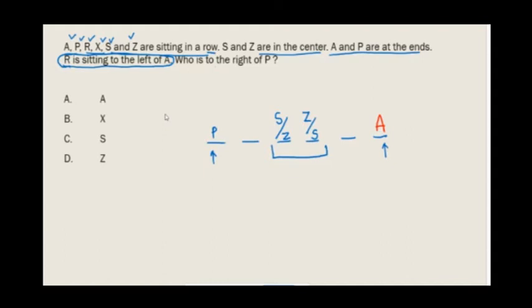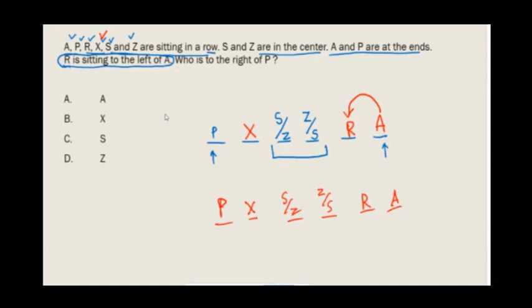Now R is sitting to the left of A. I can have to the left of A, I can have R. Right? Okay. Now among A, P, R, X, S and Z, who is the left out person? The left out person is nothing but X. So the remaining person I can put here. So the arrangement I've got here is P, X, right? Now I can have S, Z or Z, S. You can take it as it is, that is S or Z, Z or S as it is, and then R, and then you can have A.